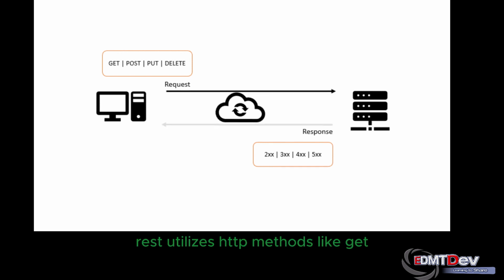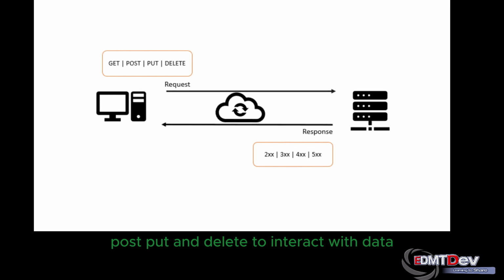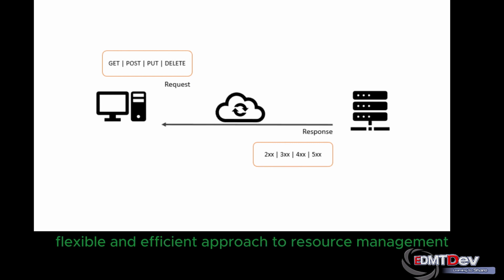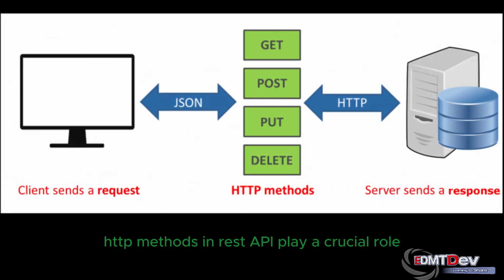REST utilizes HTTP methods like GET, POST, PUT, and DELETE to interact with data, offering a simple, flexible, and efficient approach to resource management. HTTP methods in REST API play a crucial role in determining the action performed on resources. Here is a detailed description of the purpose of each main HTTP method.